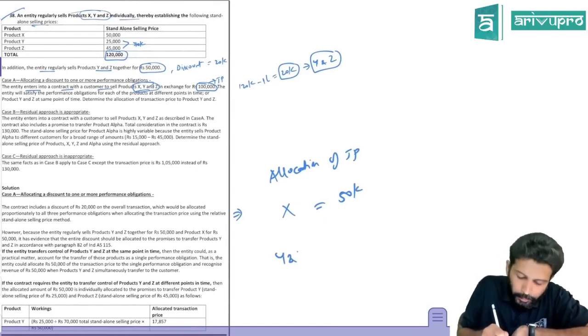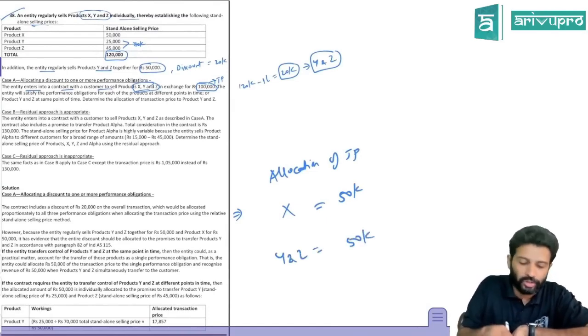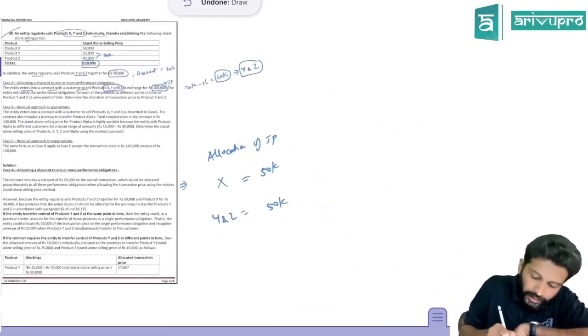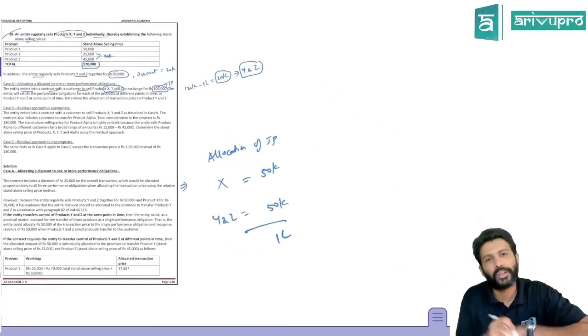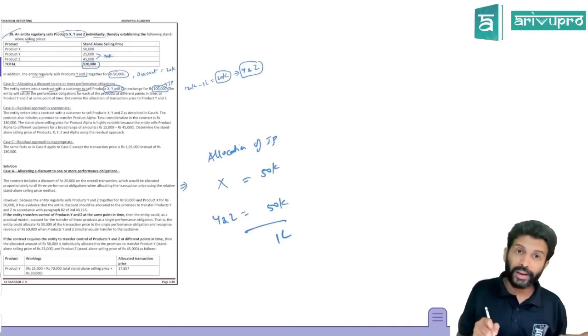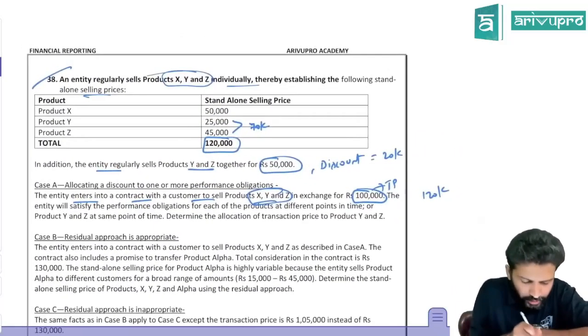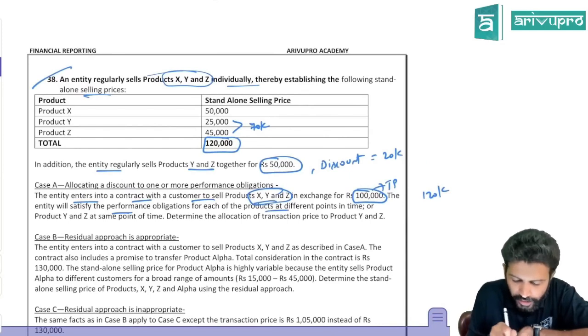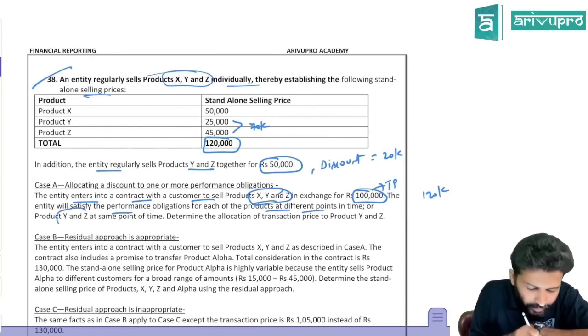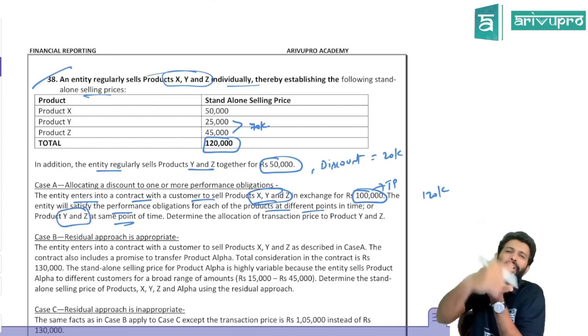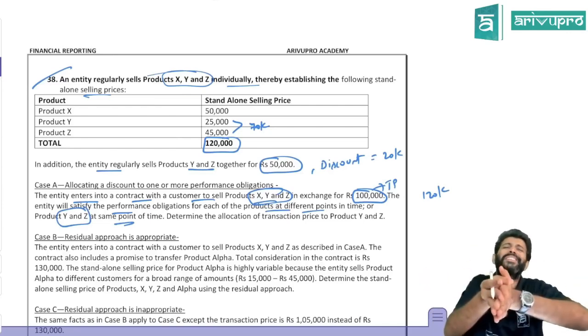For Y and Z put together, you will allocate 50,000, because normally when you sell Y and Z together, you sell it for 50,000. So total will be 1 lakh. That's all it is. How much among Y and Z separately? You need not do that separately, because they told in the contract that the entity will satisfy the performance obligation for each product at different points in time, and product Y and Z at the same point of time. The performance obligations of Y and Z will be satisfied at the same time.